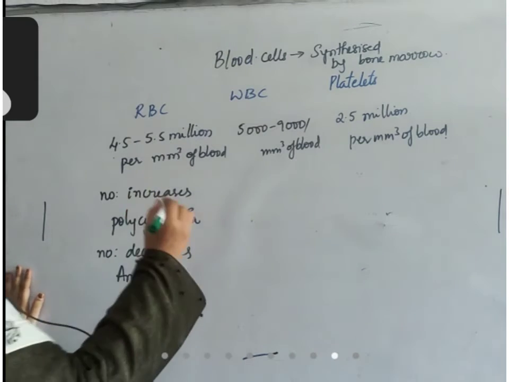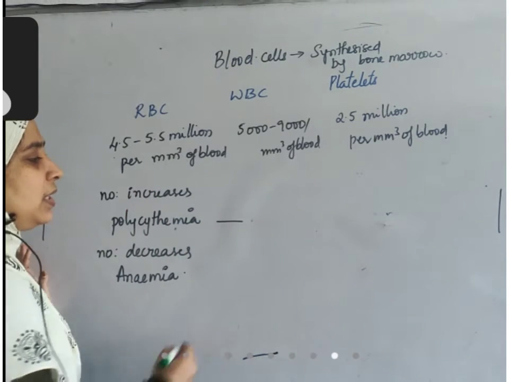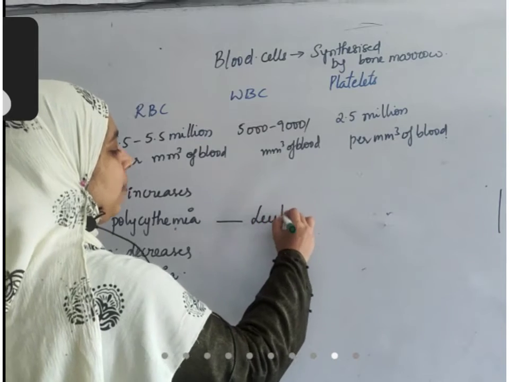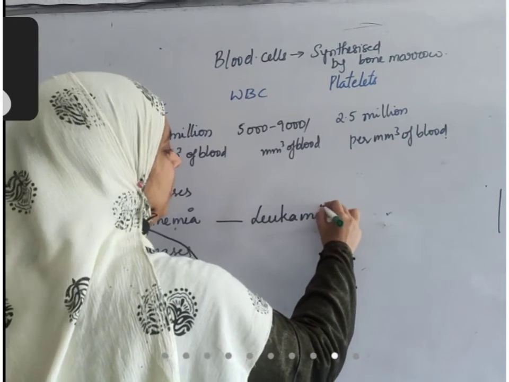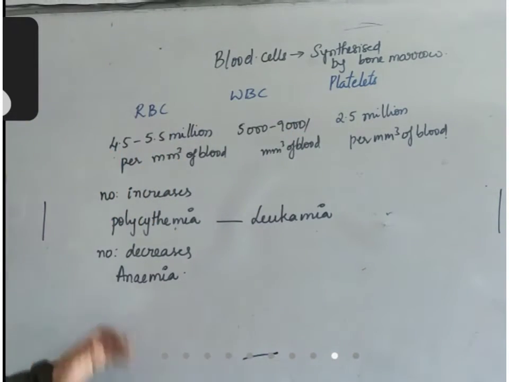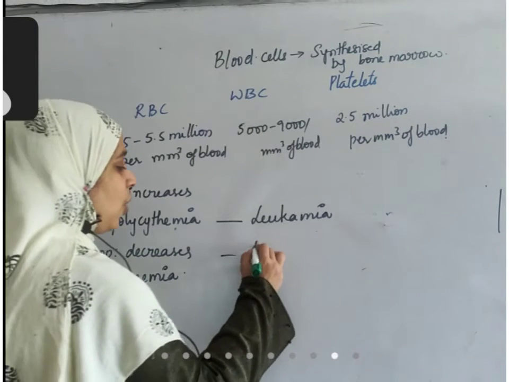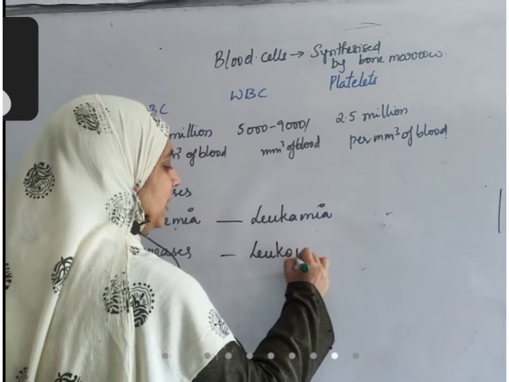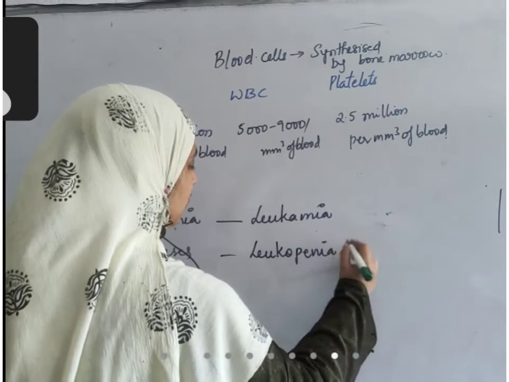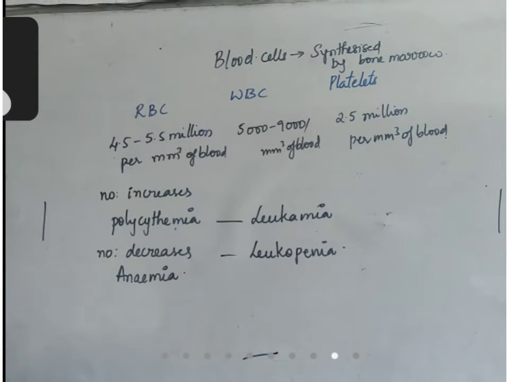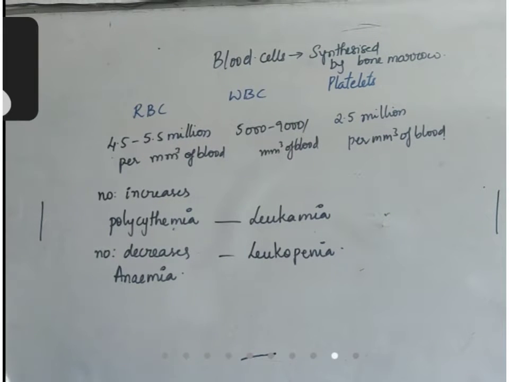The same in case of WBC, if the number increases, it is leukemia, blood cancer. Blood cancer means white blood cells will increase in number. If the number decreases, that is called leukopenia. If the number of WBC is less, the body's defense mechanism is very weak. That condition is called leukopenia.